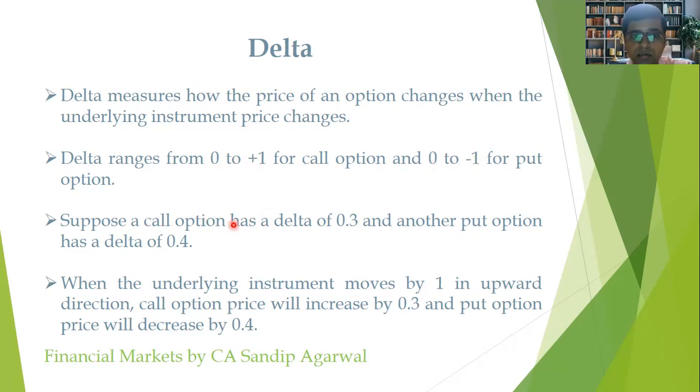Now say somebody has bought a call option and the delta of the same is 0.3, and somebody has bought a put option and the delta of that put option is 0.4. Now if the underlying instrument moves by 1 in the upward direction, then the price of the call option will increase by 0.3, whereas the price of the put option will move down by 0.4. Similarly, if the underlying instrument moves by 1 in the downward direction, then the call option price will decrease by 0.3, whereas the put option price will increase by 0.4.